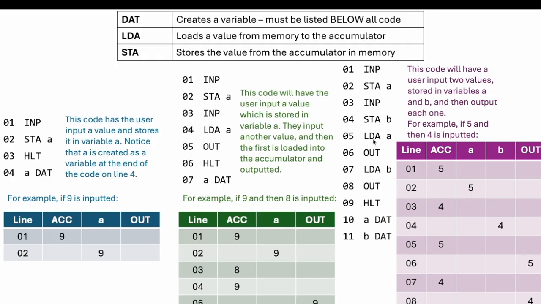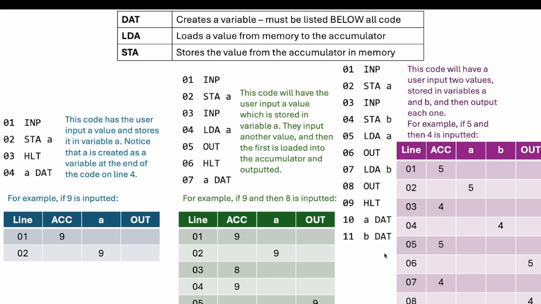So now we've got load A, so we're going to go to A, which is 5, and A gets copied into our accumulator, so we output A, which is 5, and then on line 7, we load B, which is 4, and when we output B, it'll output 4 because 4 is in our accumulator after we loaded it. And then the program stops.